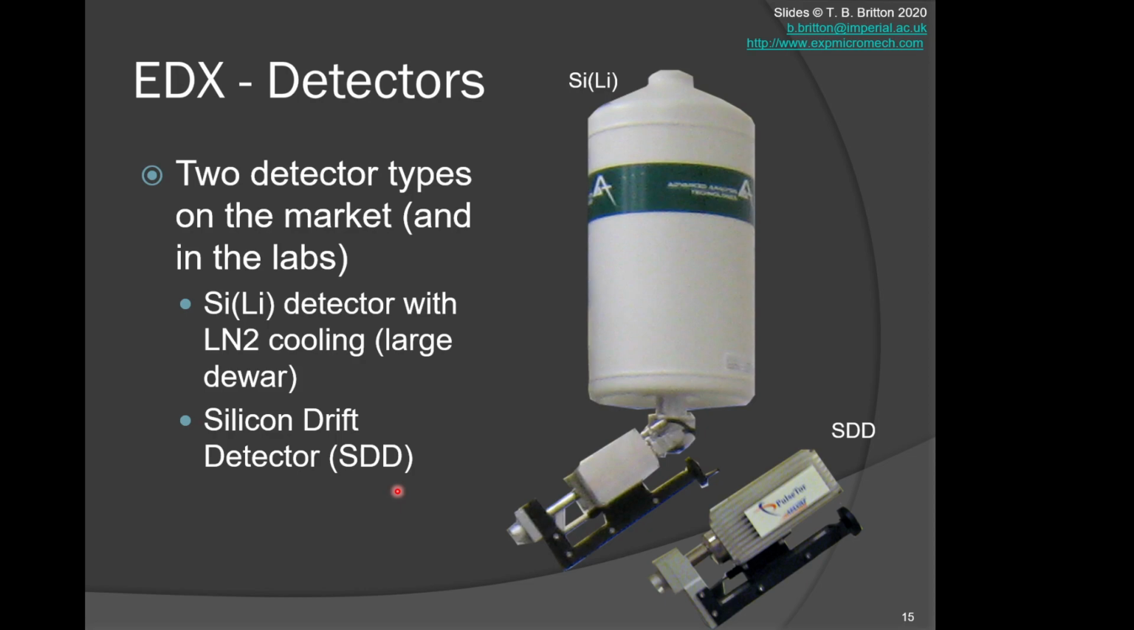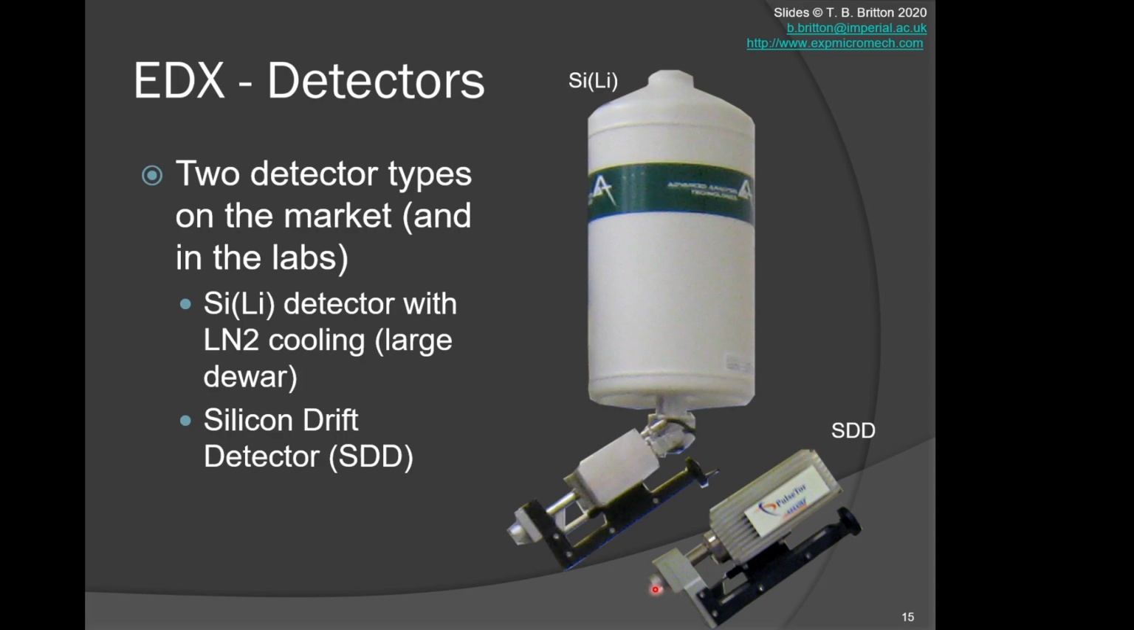Our EDX system, the important thing is that we can also characterize the X-rays that are generated. There are two detector types. There's a SDD detector, so the detector is located here. The rest is electronics and cooling. This has a liquid nitrogen cooling system. It's relatively large and requires topping up, so it has a whole range of infrastructure challenges.